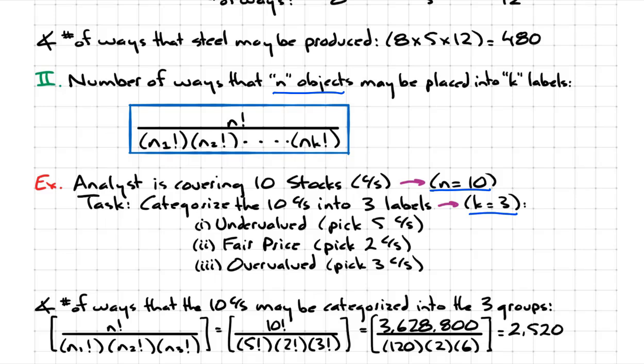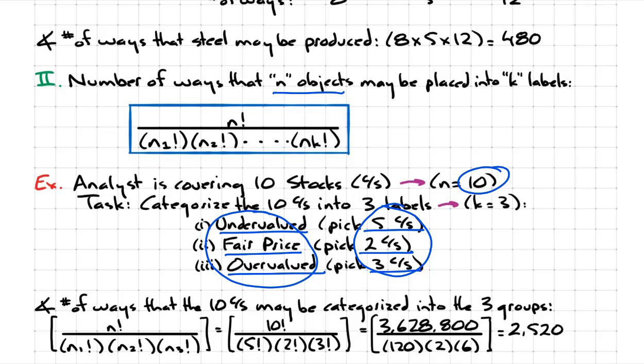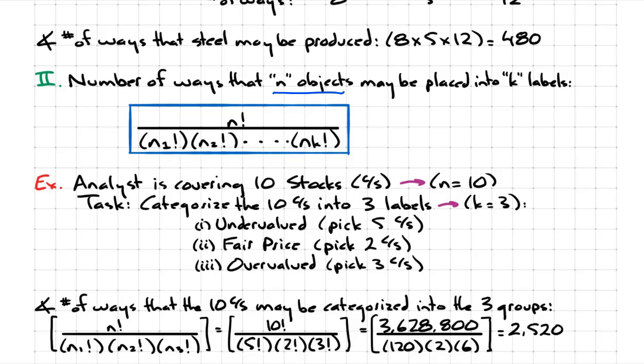And here's what the analyst is trying to achieve. She's trying to find 5 stocks that are undervalued, 2 stocks that are fairly priced, and 3 stocks that are overvalued. So that represents the 10 stocks that she's examining. And then these 3 labels are the labels, right? So undervalued, fair value, and overvalued.